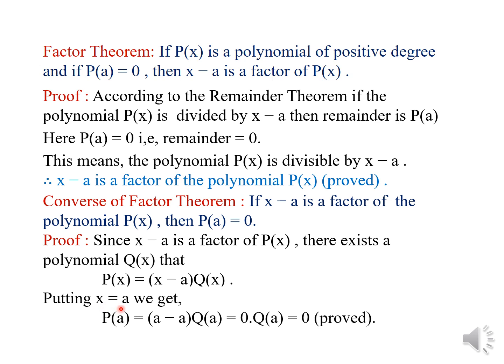So p of x is equal to x minus a into q of x. Now putting x equal to a, we get p of a is equal to a minus a, that is it becomes 0, into q of a. So finally it becomes 0. So these two formulas are very important. The basic thing is, if p of a is equal to 0, then x minus a is a factor of p of x. This is the gist of this theorem. And this is the converse of that, that is, if x minus a is a factor, then p of a is equal to 0.